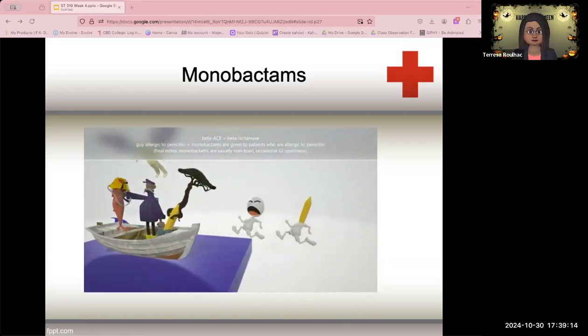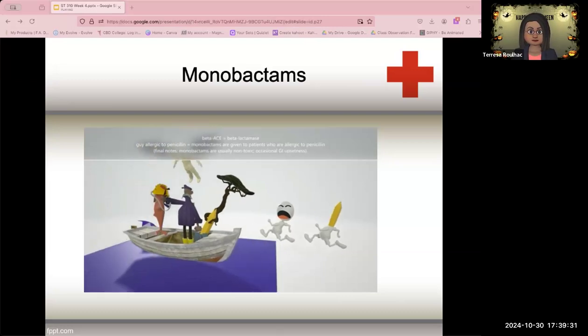Finally, let's look at this part of the scene. Here's this guy trying to get onto the boat, and he's running away from the pencil. He's actually allergic to pencils. This reminds us that monobactams are structurally different enough from penicillins that there is no cross-reactivity in individuals with penicillin allergies, and that's why monobactams are often used in patients who are allergic to penicillins.